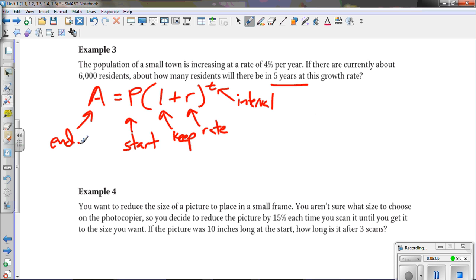Okay. So let's plug in our pieces. We want to figure out what happens after 5 years. So we start with 6,000 people. We keep that 6,000 people. So 6,000 times 1 is 6,000 plus 3%. So we add 3%. And then it happens for a total of 5 years. So notice here we add those two together. So we have 1.03 as your multiplier.